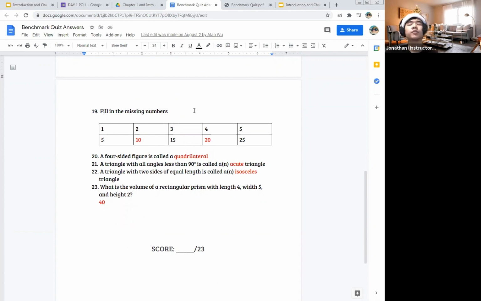Hopefully you tally up your score and you know how much you got correct, how much you got incorrect. It's fine if you got a low number, because this is all stuff we're going to be learning. If you don't know this, it's fine, because you're not supposed to know this. But if you do, good job.